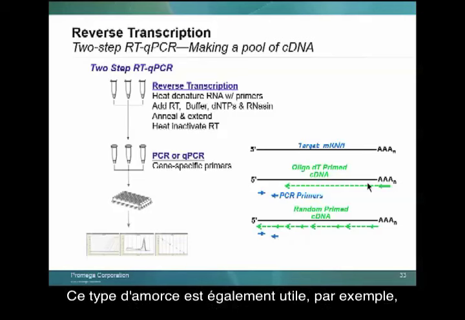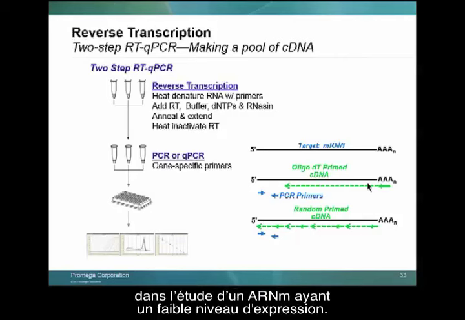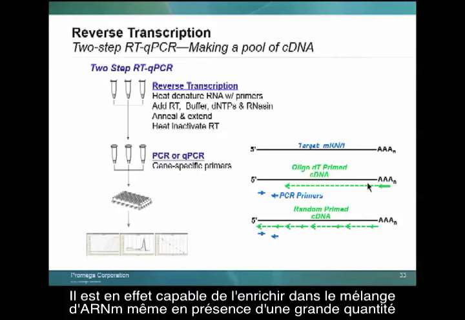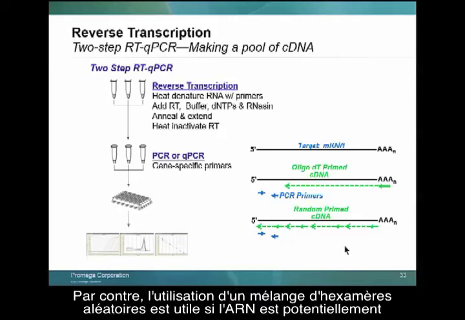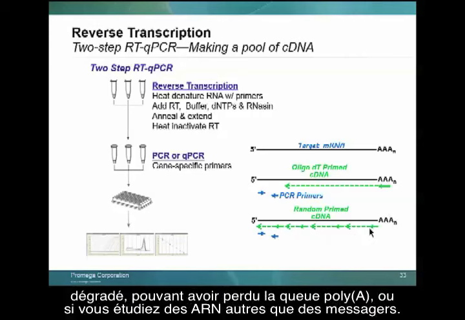You might use an oligo-dT primer if you want to get a full-length transcript to clone. You might also use it if what you're looking for is, say, a low expression mRNA, because you might be able to enrich then for the mRNA pool in that overwhelming background of total RNA and ribosomal RNA. You might use a random hexamer, however, if you have potentially degraded RNA where you may not have that poly A tail, or maybe if you're looking for an RNA species that is not an mRNA.